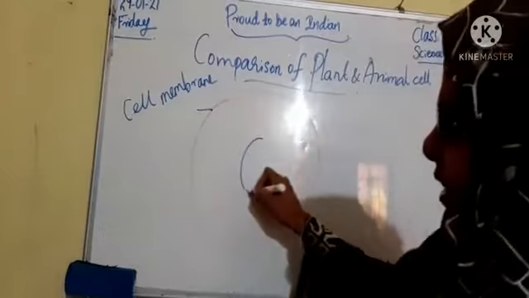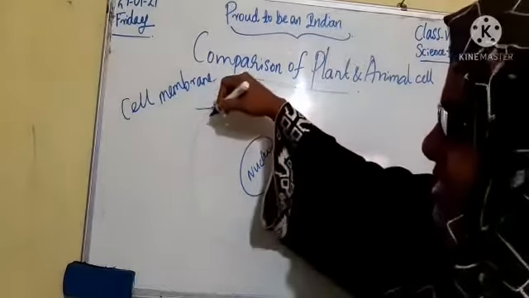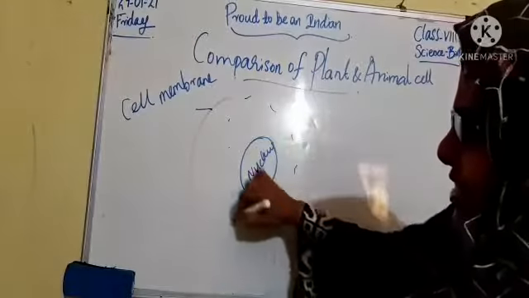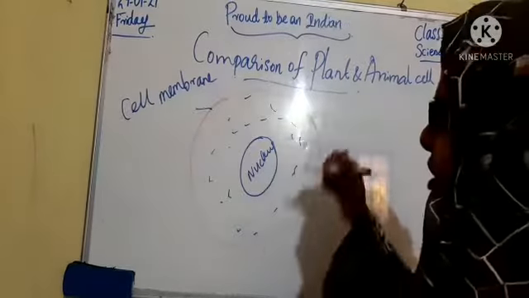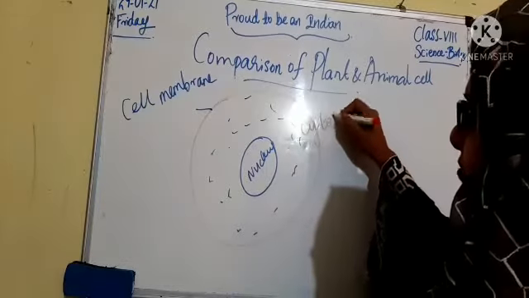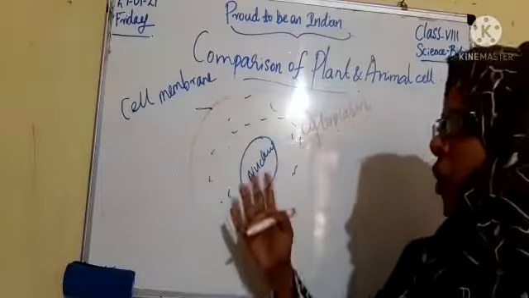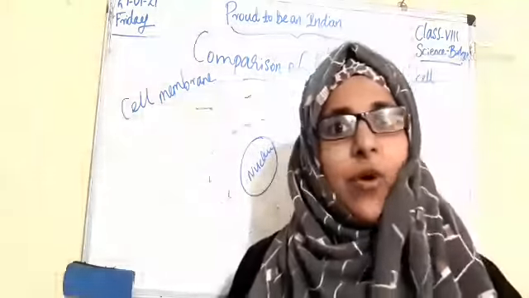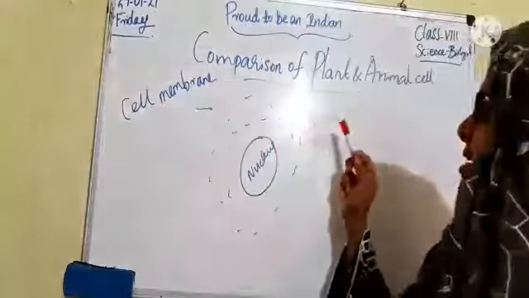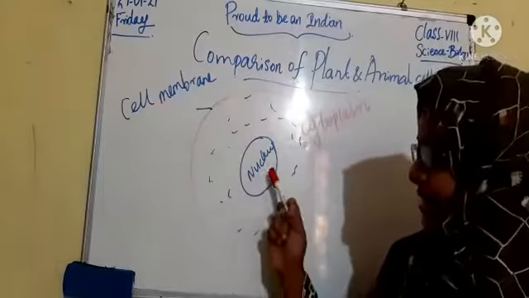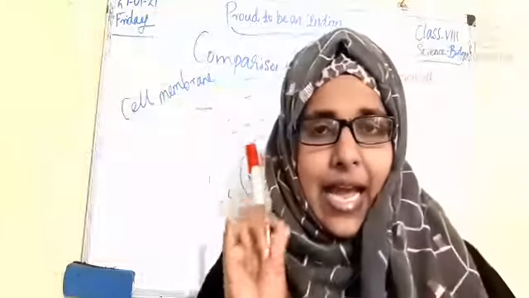Okay, in between the nucleus and cell membrane, what is present, children? A jelly-like structure, right? That we call cytoplasm. So these three parts are common for plant and animal cell. What are they? Cell membrane or plasma membrane, then cytoplasm and nucleus. These all are common for plant and animal cell.